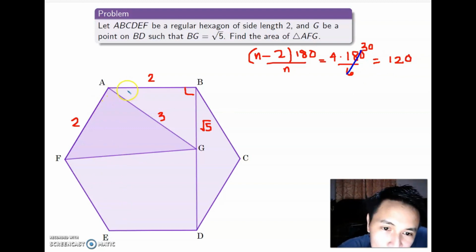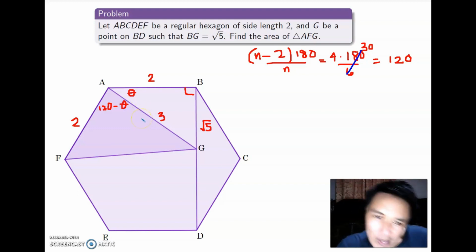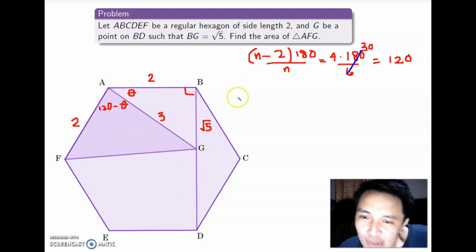So now, I don't know the measure of angle BAG, so let me call this theta. If this is theta, then angle FAG is 120 minus theta. Did you get it? Okay, there you go. Since I already have two sides and an included angle, I can now simply get the area of this triangle AFG.